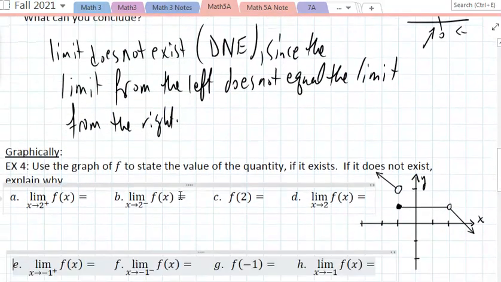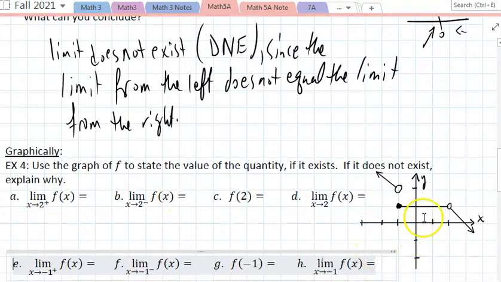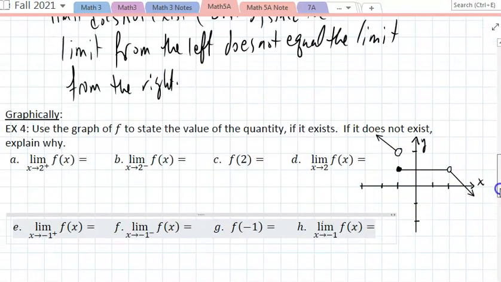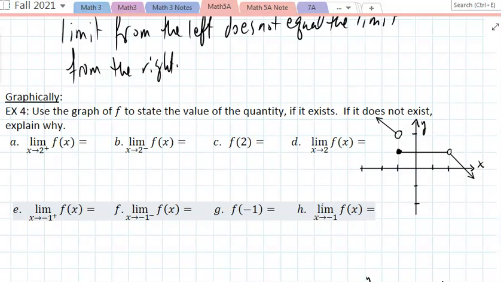Now, graphically, the same idea. This is given a graph. I have a graph right there. It's really simple to do. Graphically, use the graph of f to state the value of the quantity if it exists. If it does not exist, explain why. What's the limit as x approaches 2 from the right? There's 2 from the right. As I get very, very close to x equal 2, what's y leveling off next to? That would be a 1.